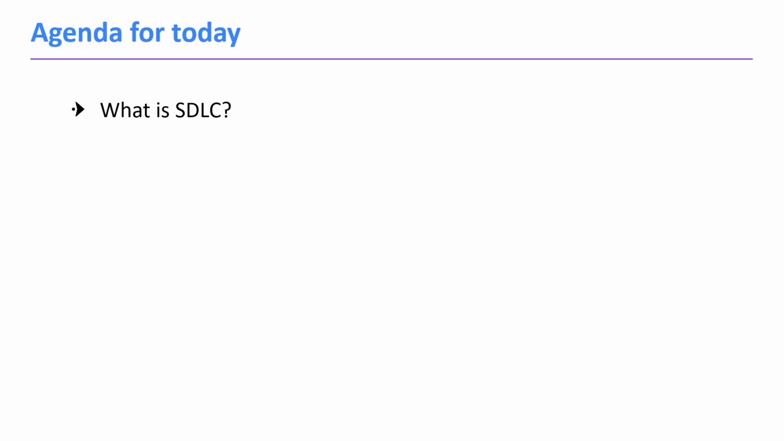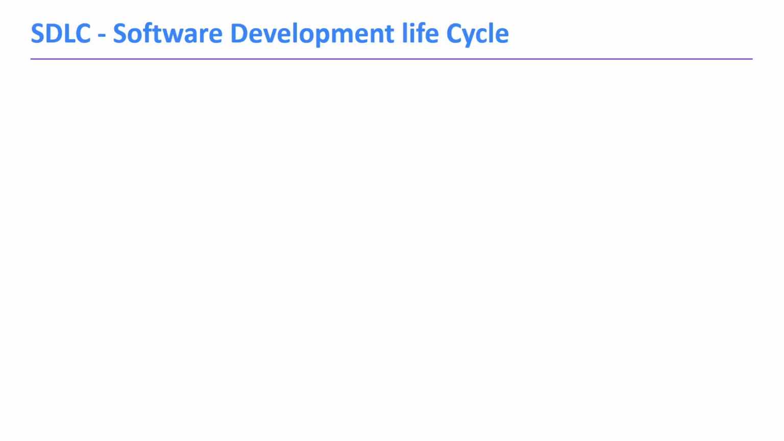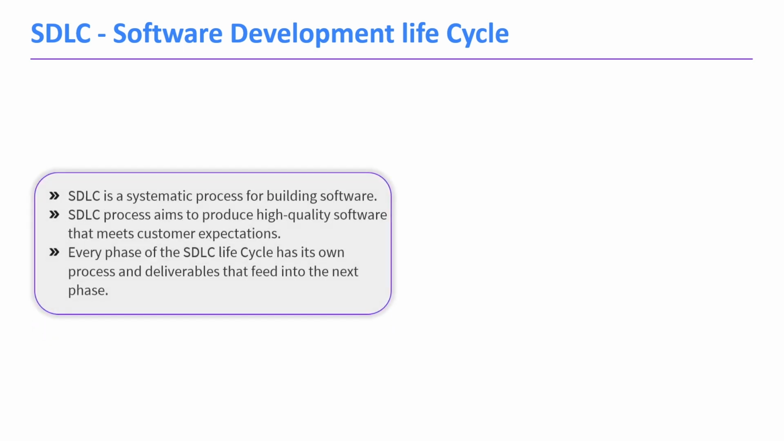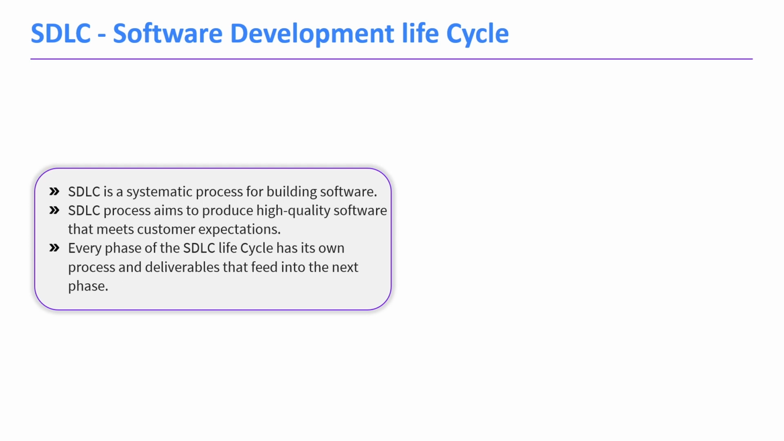In today's video, we are going to learn about what is SDLC. SDLC stands for Software Development Life Cycle. SDLC is a systematic process for building any new software. By using the SDLC process, we can produce a high quality software that meets the customer expectations and customer requirements.